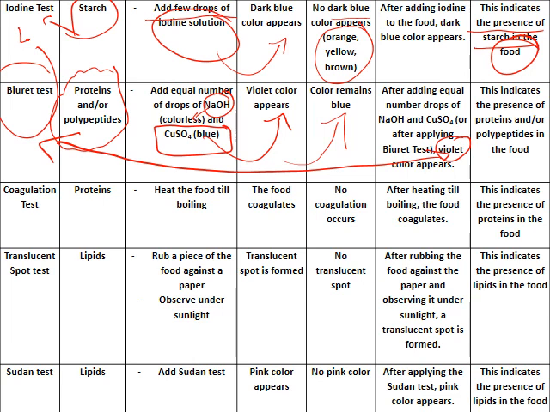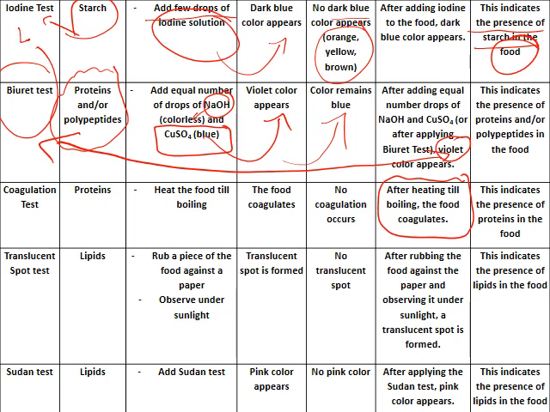Moving to the coagulation test. It aims at the presence of proteins. Heat food till boiling. If it coagulates, it's a positive result. If it doesn't, it's a negative result. After heating till boiling, the food is going to coagulate. This indicates the presence of proteins.